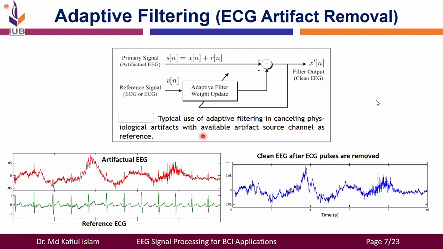So for example, you have an extra reference channel to record the ECG signal or eye blink or EOG signal, and then you can use an adaptive filter to adaptively update your filter weights, and then use some RLS or LMS algorithm to eventually get the filter output, the clean EEG signal. So this is an artifactual EEG contaminated with cardiac artifact. This is the cardiac signal itself, and the output of this adaptive filter is the EEG signal, where the ECG artifacts have been removed from the EEG signals.